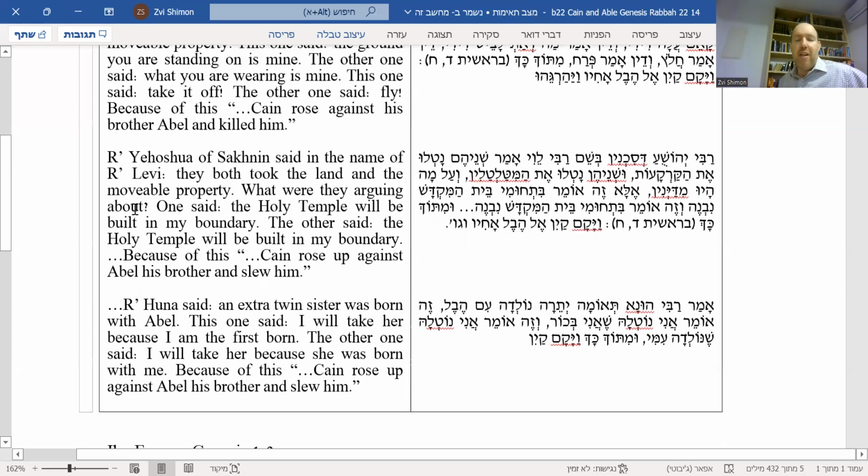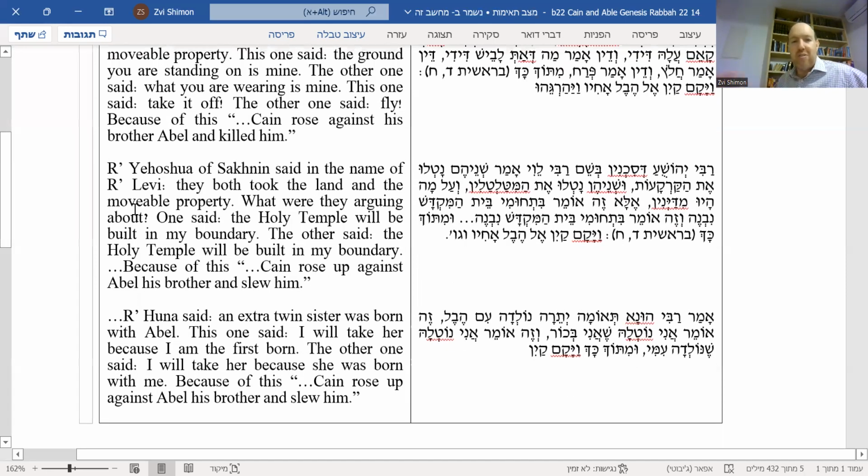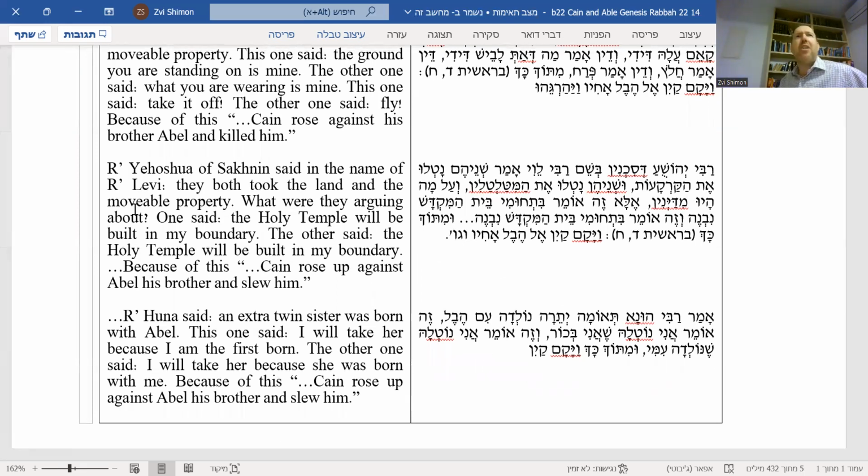The second opinion says we've got to get out of this ideological religious struggle. Get religion out. Imagine a world where there's no God above us, no religion, just love. Sound familiar? That's what John Lennon said. Imagine no heaven. Let's take religion out of the picture. That's what Rabbi Yoshua of Sechnin is saying. It's all because of religion.